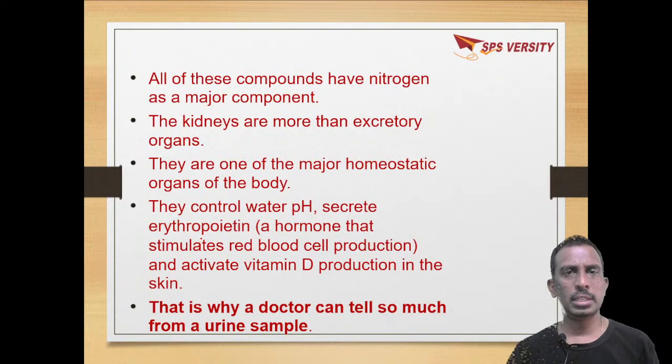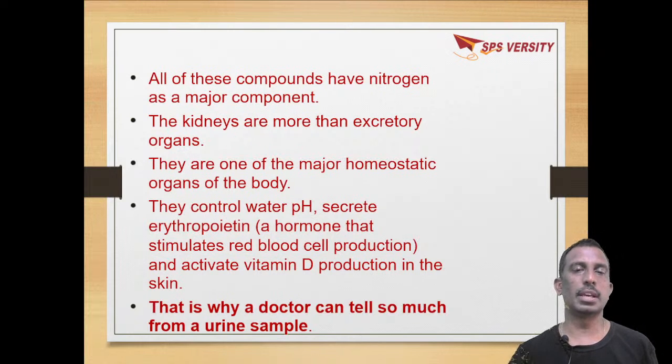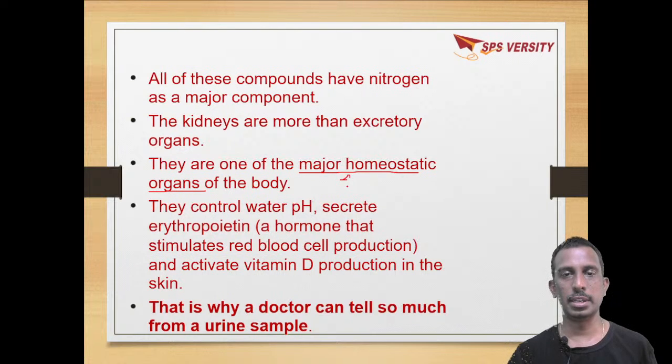So all these compounds have nitrogen as a major component, whether urea, uric acid, or creatinine. So they are excretory organs as well as major homeostatic organs which maintain internal conditions. Homeostatic means which maintain internal conditions.